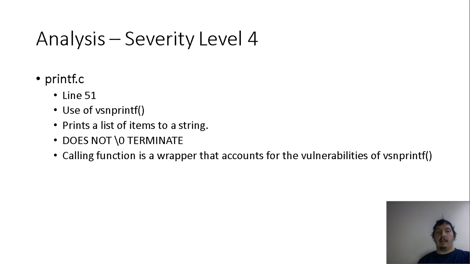Then in printf.c, it's probably the worst of the printf functions, vsnprintf. And I say that simply because this is the one that doesn't null terminate anything. It prints a variable list of items to a string, and it does not end the string with a null, which can be problematic. But the function that calls vsnprintf is a wrapper function, and it's taking into consideration the vulnerabilities of this function, so it's being used safely whenever it's called elsewhere in the program.